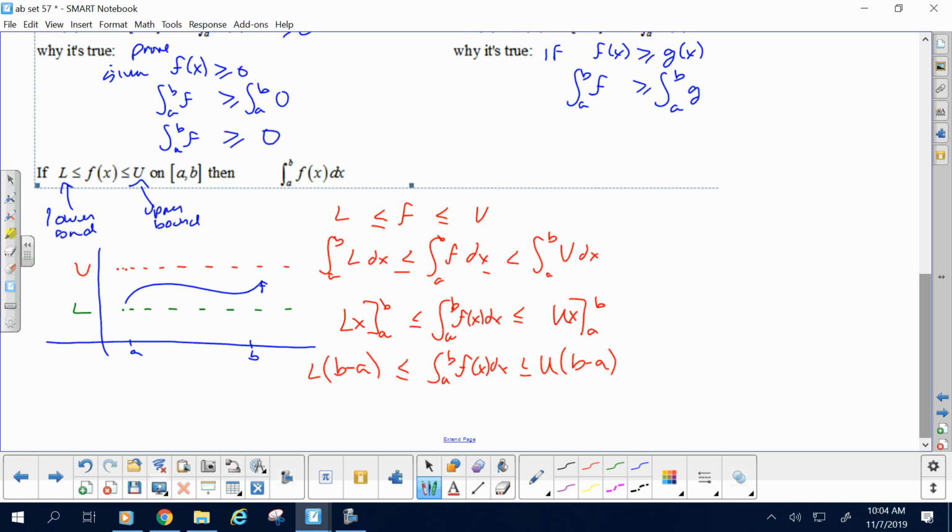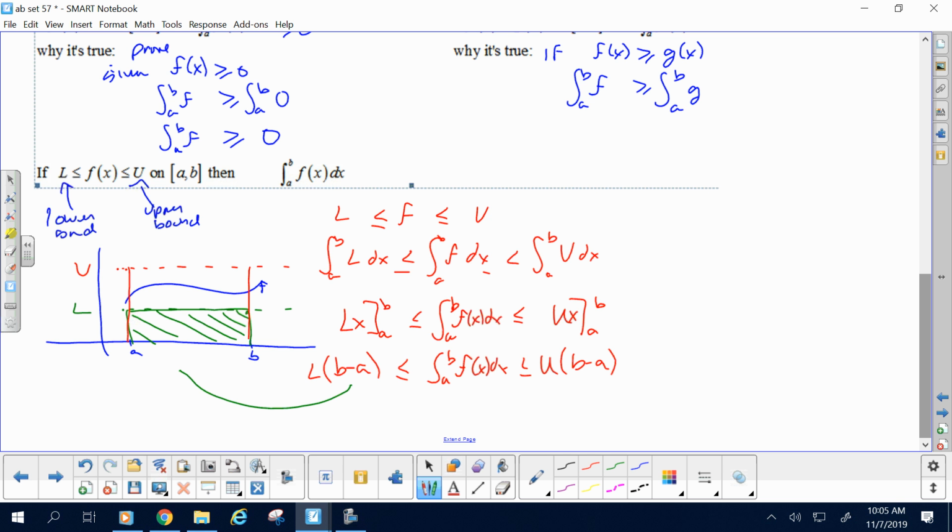Great. What the heck does that mean with respect to the picture? Okay, well, check this out. This has meaning. That L times (b minus a) is the area of that rectangle. What's the base? b minus a. And what's the height? L. So it makes sense that the area under the blue curve would be greater than the green region, yeah? Likewise, on this side, what is U times (b minus a) corresponding to?